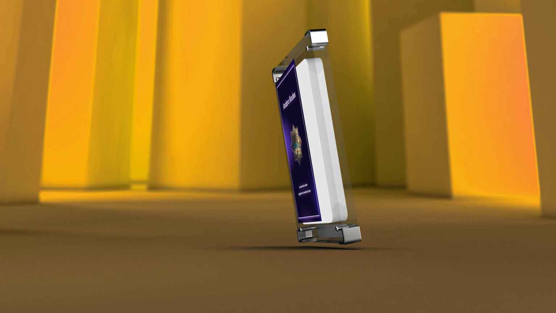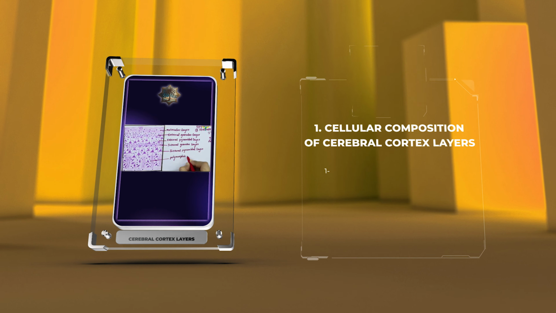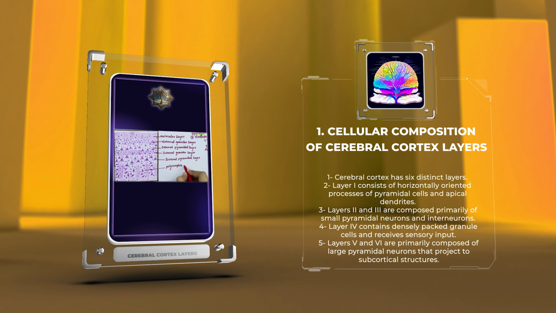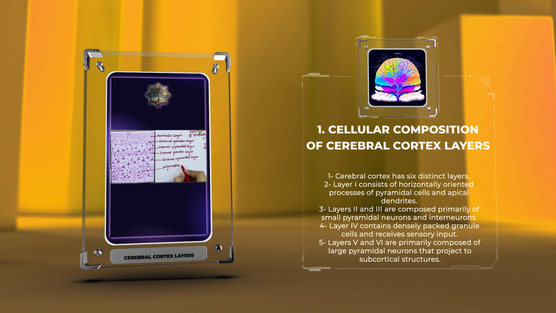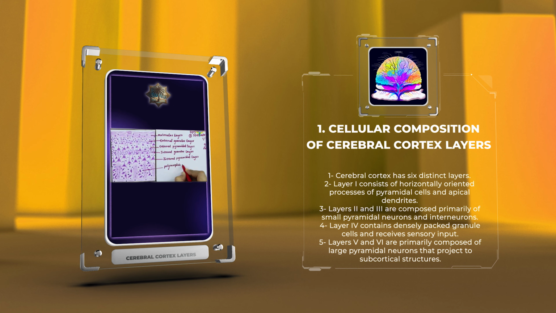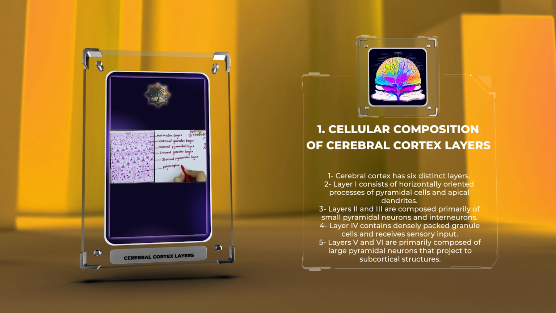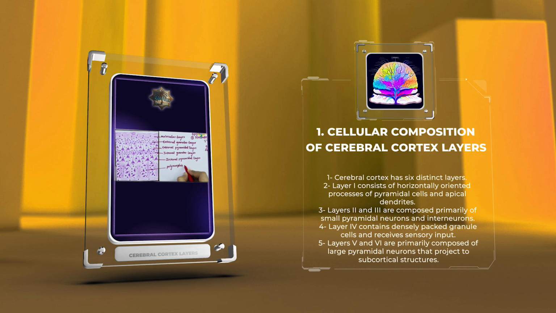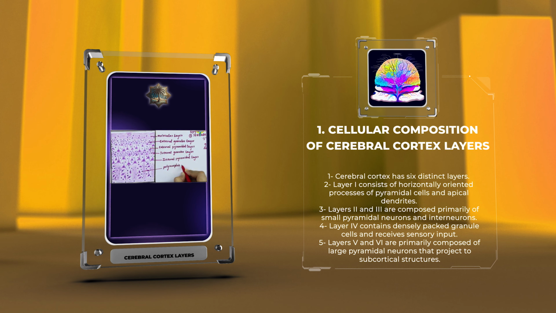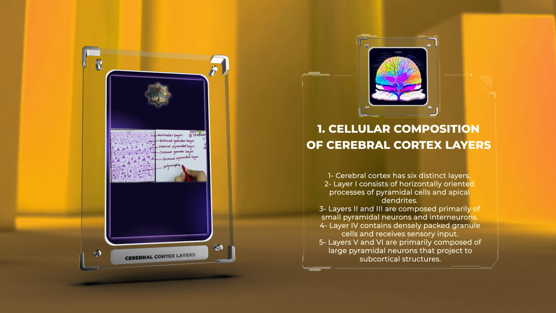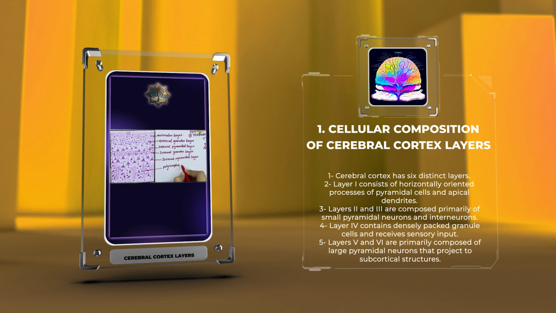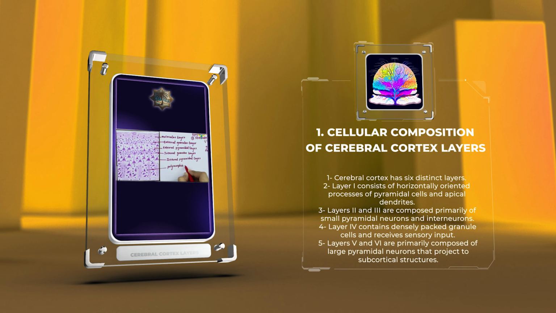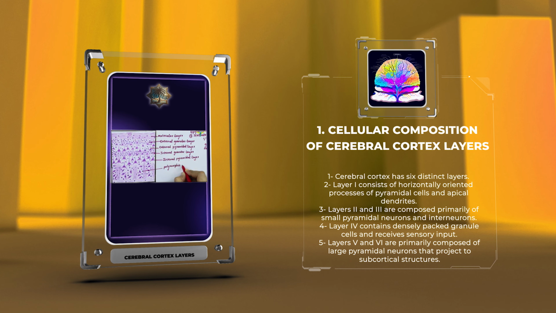The cerebral cortex comprises 6 distinct layers, each with its own unique cellular composition. Layer I, the molecular layer, mainly consists of horizontally oriented processes of pyramidal cells intermingled with apical dendrites. Layers 2 and 3 are composed primarily of small pyramidal neurons along with various interneurons. Layer 4, also known as the granular layer, contains densely packed granule cells and serves as the main recipient of sensory input. Layers 5 and 6 are primarily composed of large pyramidal neurons that project to subcortical structures.